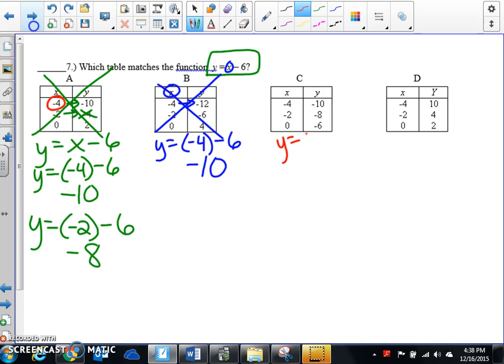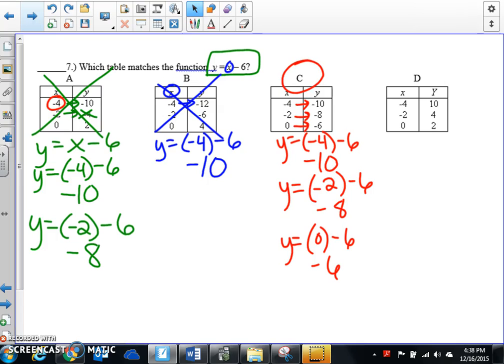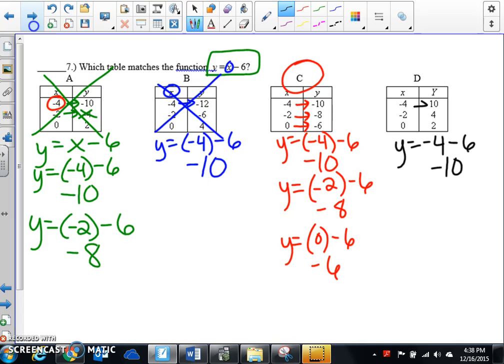Y equals, I'm going to negative 4 minus 6 is negative 10. That matches up. Y equals negative 2 minus 6 is negative 8. That matches up. And y equals 0 minus 6, which is negative 6. That matches up. So that's going to be my answer. Just in case, I'm going to go ahead and try this one too. Y equals negative 4 minus 6. That gives me a negative 10. That does not match up.